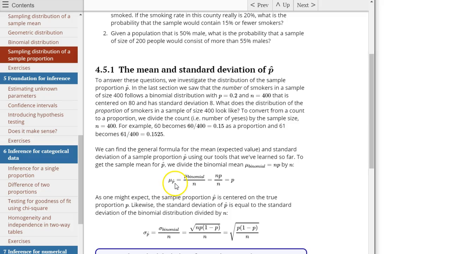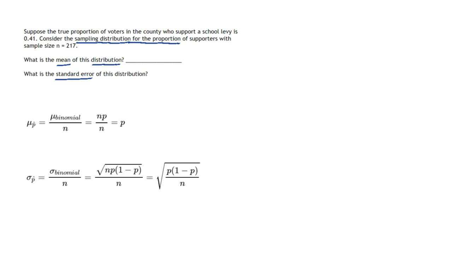So the mean of p hat, meaning the mean of the distribution of p hat, which is the sampling distribution of a proportion, is p. And then the standard deviation of p hat is the square root of p times 1 minus p over n. So those are the two equations we're using. And for this problem, now some students may have different numbers here. They may not have a 0.41 and n equals 217. So in this case, it says here the true proportion, meaning p in this case is 0.41. And n, as mentioned, is 217.